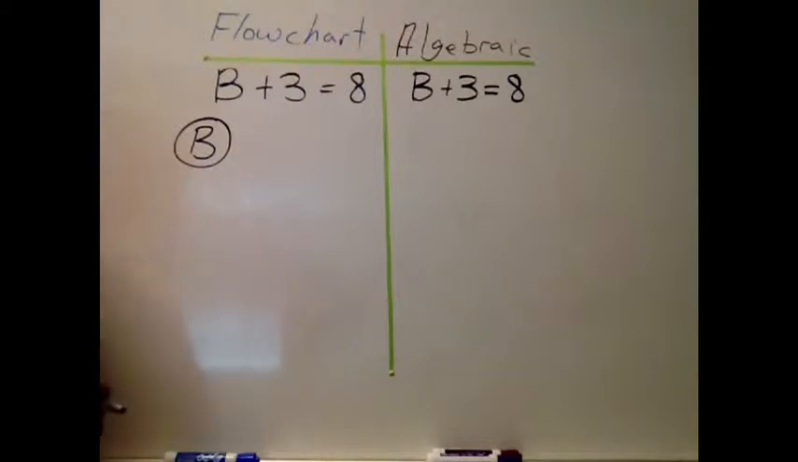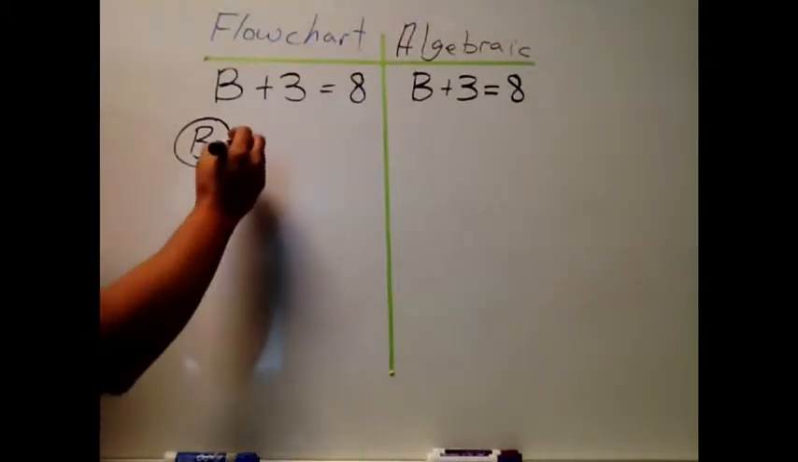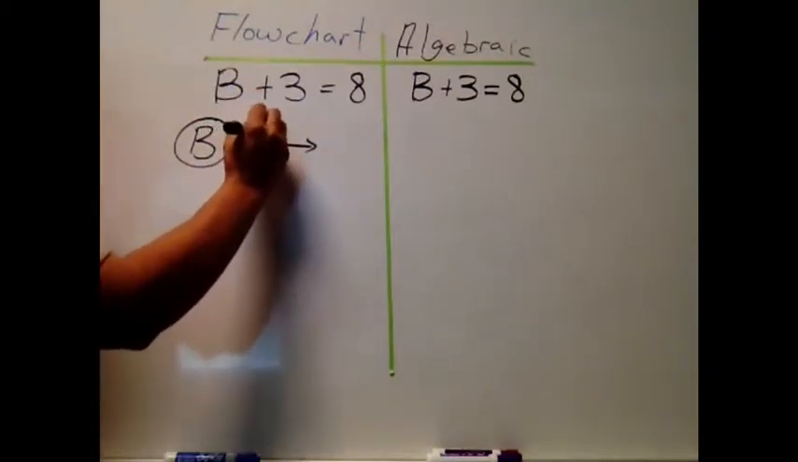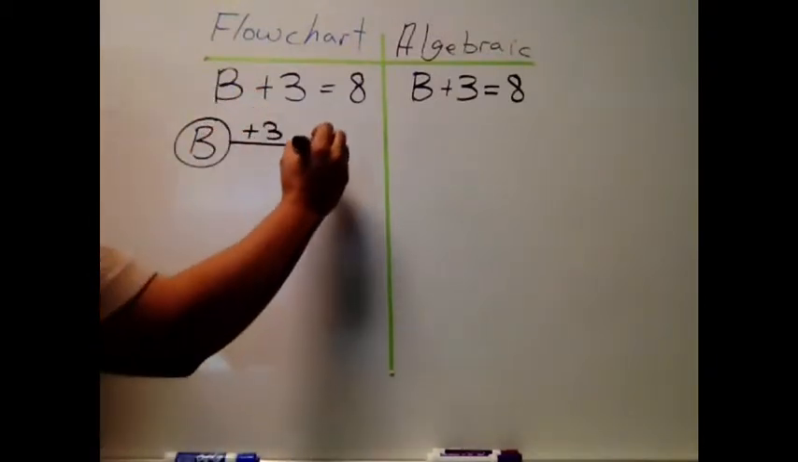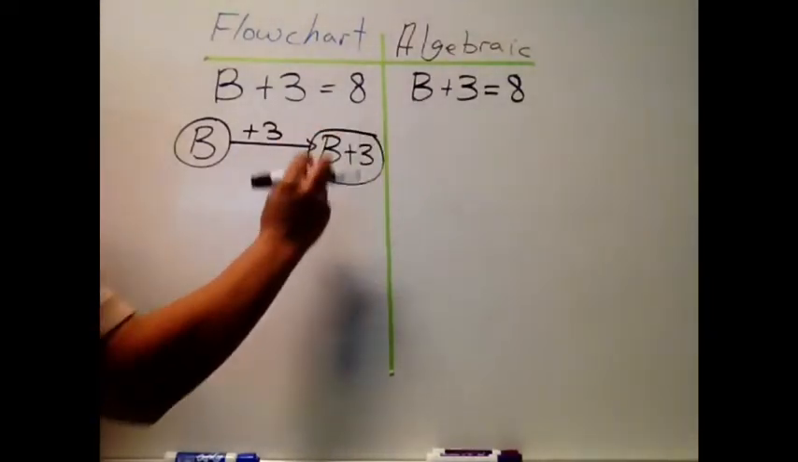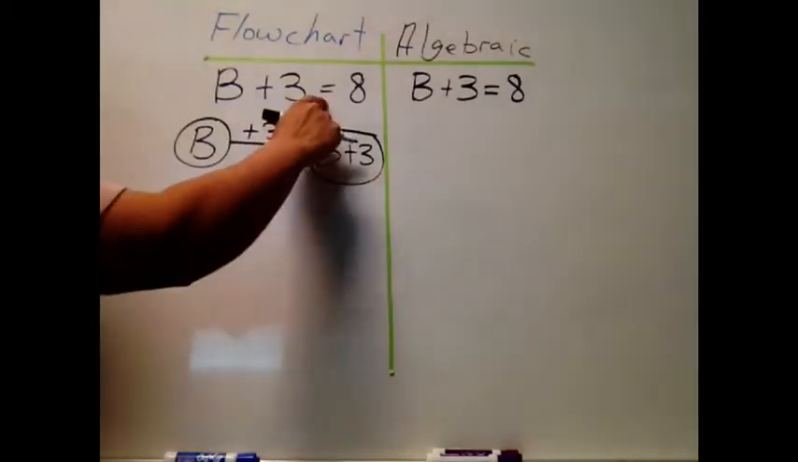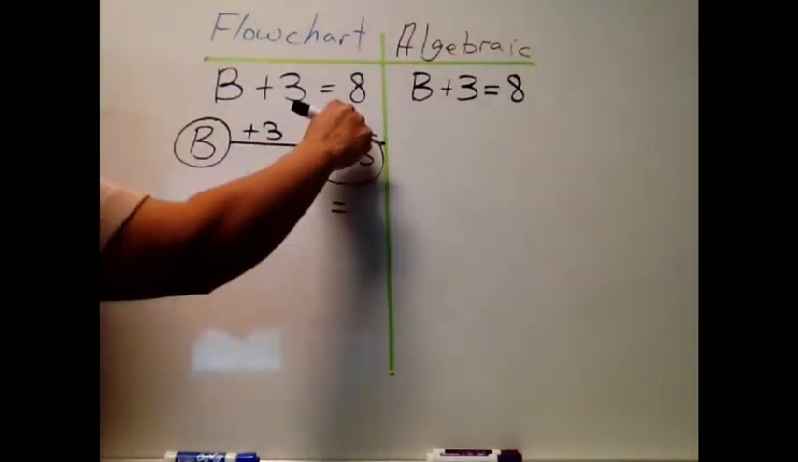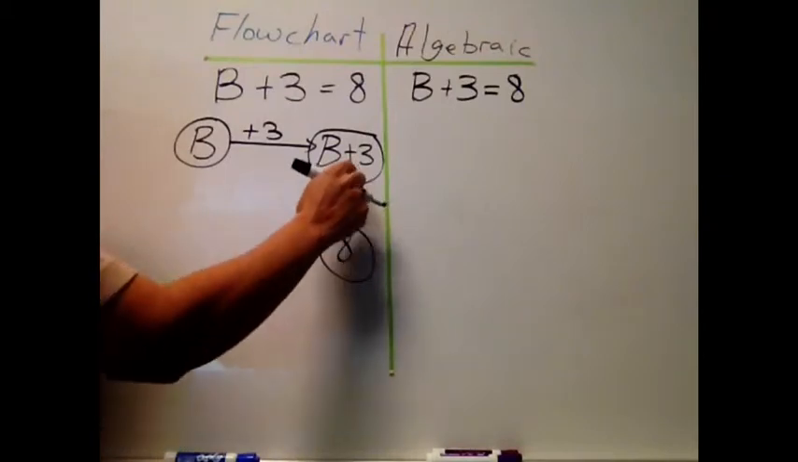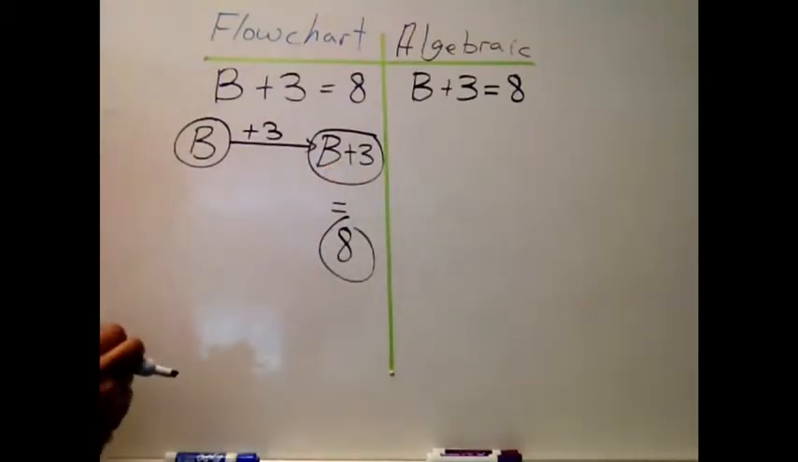Now we need to see what operation we are actually doing to that. And what we're doing to B is we added 3. This looks like B plus 3, which is what we saw above. Now what does that equal? It equals 8. Both of these are exactly the same. They're both equal, except they look different at this point.